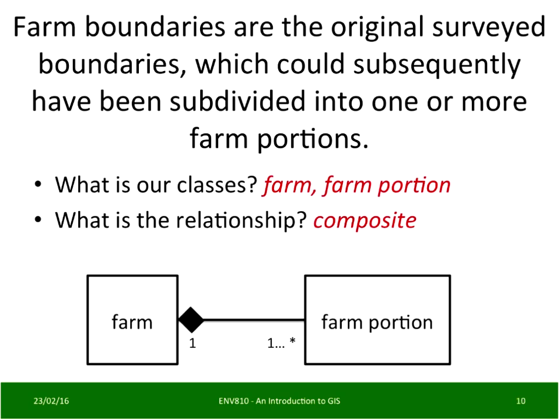I decided on composition. So farm portions creates a farm. We have various farm portions that compose a farm, and we have these multiplicities that tell us a farm has one or many farm portions, but a farm portion belongs to one farm. I didn't add role names, but you could have the role names "is composed of" and "farm portion belongs to farm". So you could add that to this diagram as well.